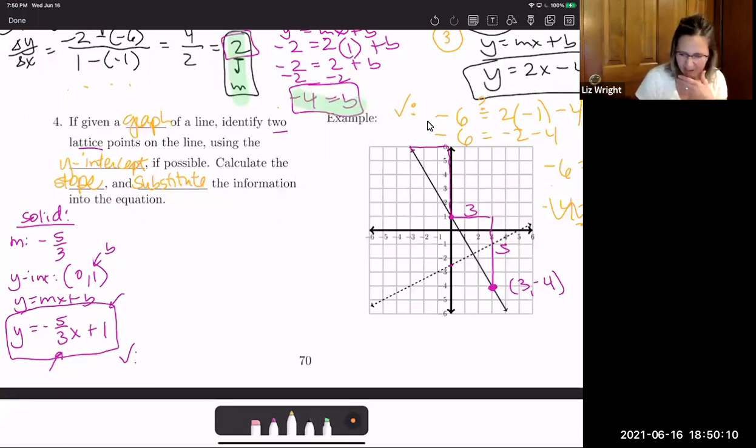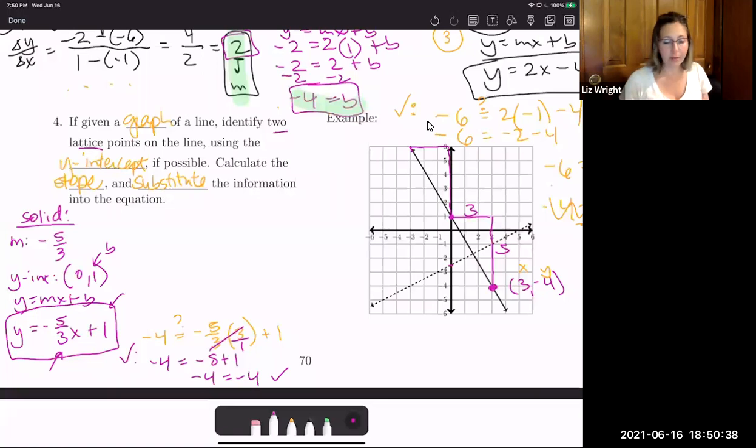So let's say we check it. This would be our x, this would be our y. It's going to be -4 equals negative 5/3 times 3 plus 1, and it's a question mark. We're checking to see if this is right. So this would be like 3/1. So those can cross off. And we're going to have -4 equals -5 plus 1. And that's going to give me -4 equals -4. Check. That's correct. So that tells me that my equation is correct, which is great.